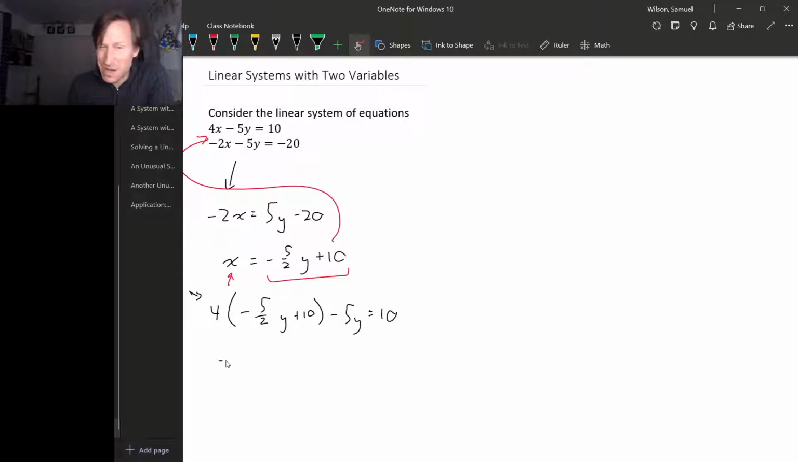Looks like we're going to get minus 10y plus 40 minus 5y equals 50. So minus 15y equals 10. Right? So y is minus 2/3.